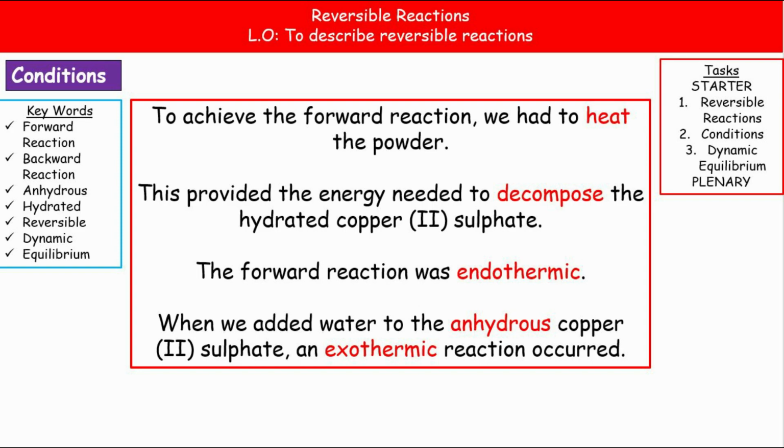When we added water to the anhydrous copper 2 sulfate, an exothermic reaction occurred. If we know the forward reaction is endothermic and we know that the backward reaction is just the opposite, then if it's endothermic in the forward, it must be exothermic in the backward. And vice versa. If the forward reaction had been exothermic, then the backward reaction must be endothermic. So give yourself a score out of 5 for me on that one, and obviously make sure any errors you have, you've corrected them yourself.